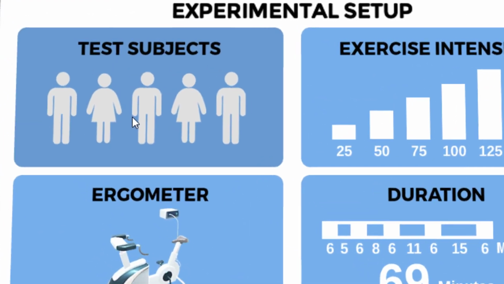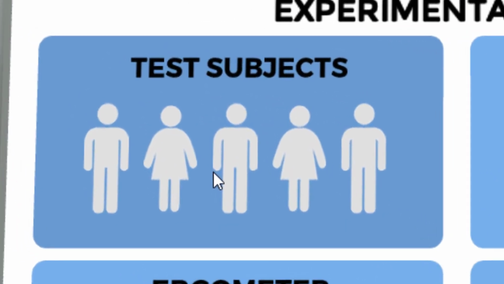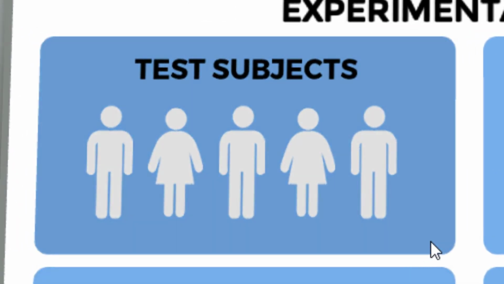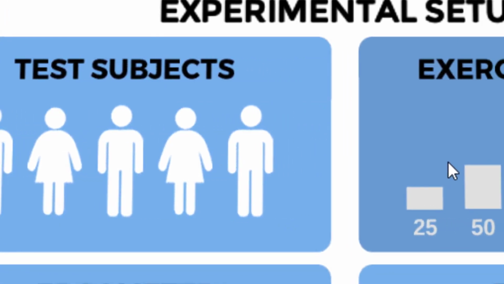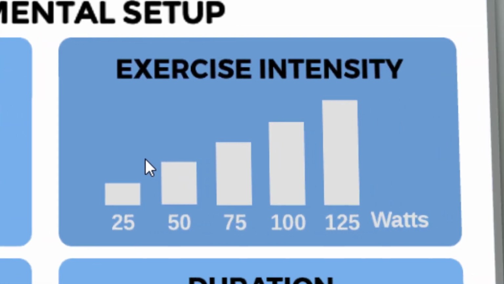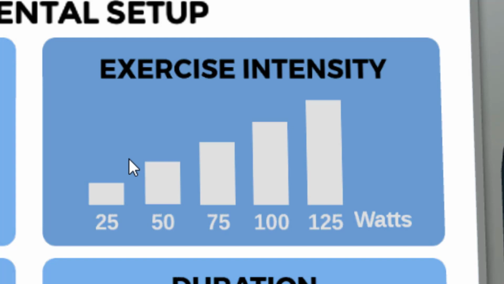The experiment will be conducted on 5 female and 5 male individuals. All of them have volunteered for the experiment. You will only need to follow the procedure for one of the individuals. I will take care of the rest. The individuals will have to exercise at 5 increasing intensities that range from 25 to 125 watts.